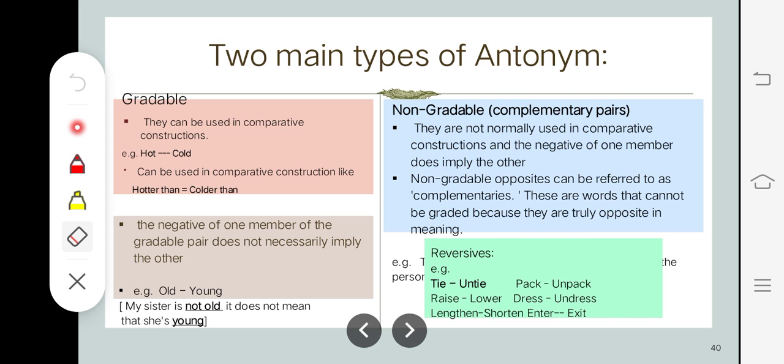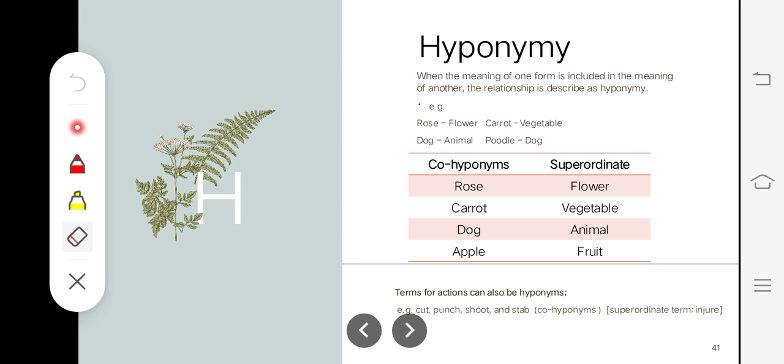For the next one, hyponymy is when the meaning of one word is included in the meaning of another. The relationship is described as hyponymy. Some typical example pairs are rose, flower, carrot, vegetable, dog, animal, poodle, dog.